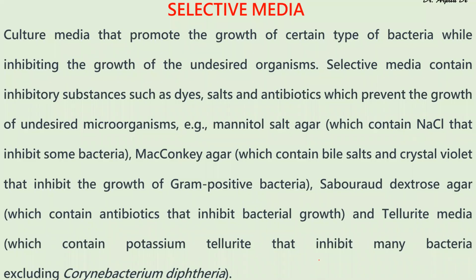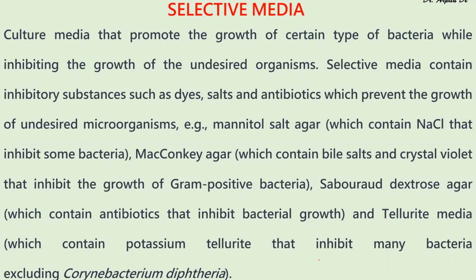Next, we have selective media. Culture media that promote the growth of certain types of bacteria while inhibiting the growth of undesired organisms. From the very word you can understand, they have got a selective role. They will select one particular bacterium and will reject the others. They will allow one particular type of bacterium to grow and they will not promote the growth of other bacteria. Selective media contain inhibitory substances such as dyes, salts, and antibiotics which prevent the growth of undesired microorganisms. Example, mannitol salt agar.